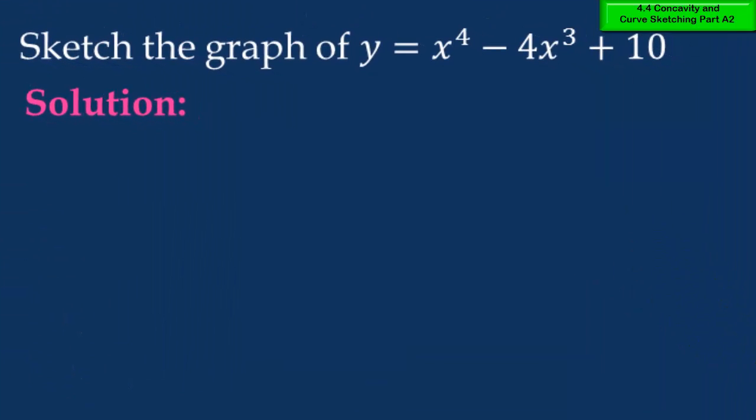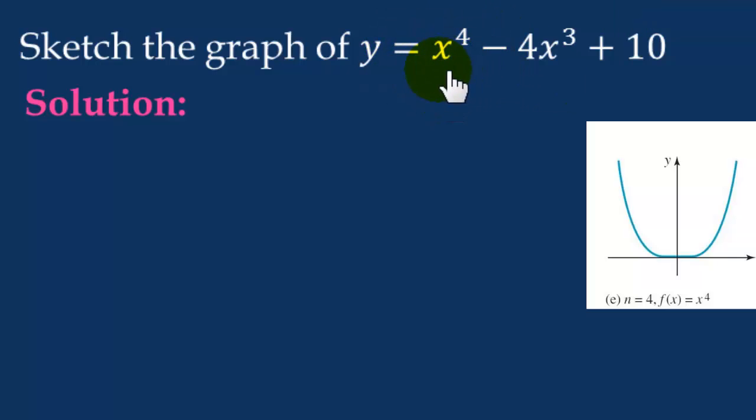Sketch the graph of y is equal to x to the 4th minus 4x cubed plus 10. The basic shape of this function would be dominated by the highest degree, which is x to the 4th.